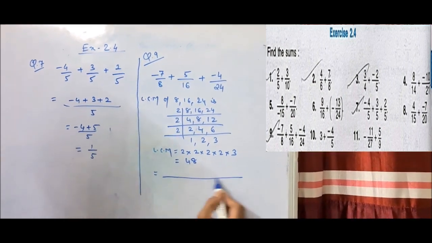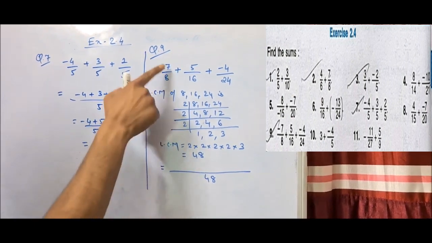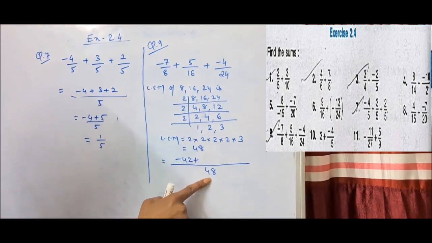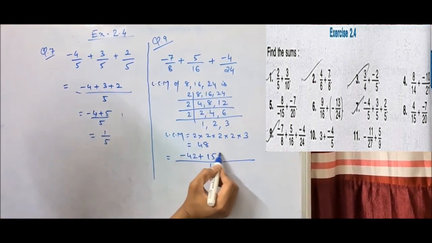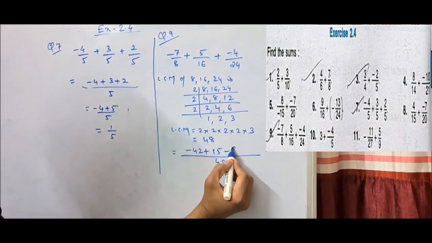So we'll go ahead and make all the denominators 48. 8 6s are 48, so 7 6ths will become 42. 16 3s are 48, so 5 3rds will become 15. 24 2s are 48, so 4 2nds will become 8.